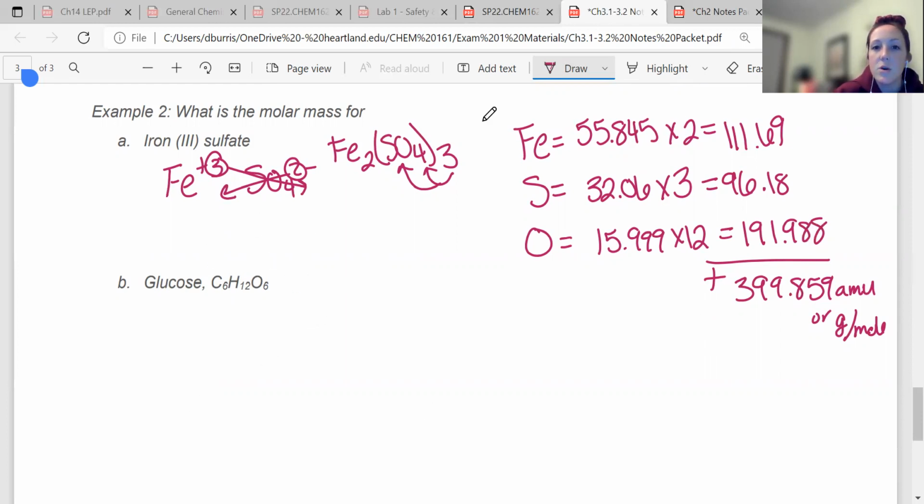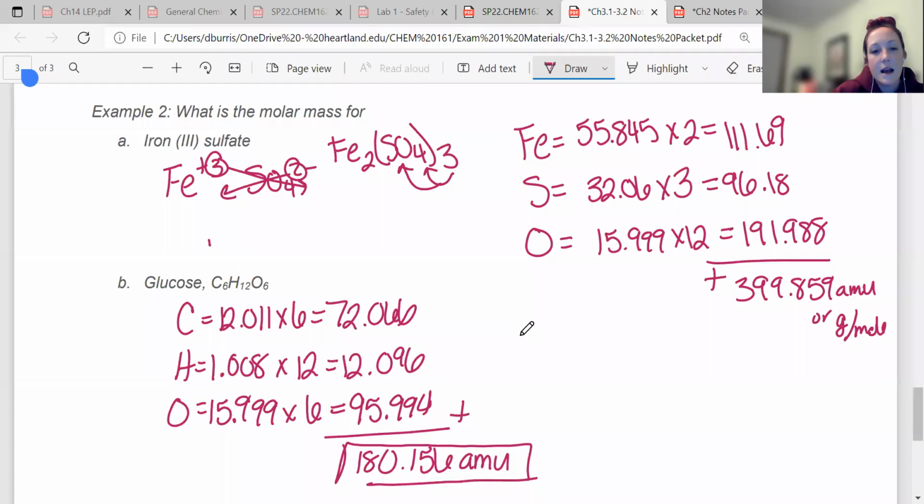So try glucose really quick, check your answer here, and then we'll be done. All right, the molecular weight I got for glucose was 180.156 atomic mass units. If you have questions, let me know. Email me or email Adara and let us know.